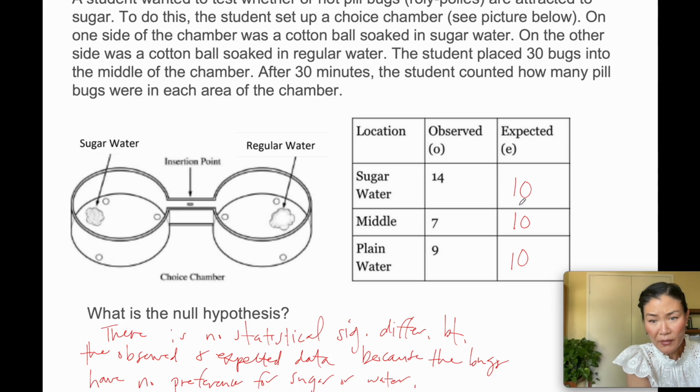And so if that's what we expect, and this is what we observe, the numbers are different. 10 versus 14, 10 versus 7, 10 versus 9. In your opinion, you might be thinking, that's not very far off, right? But that's your opinion. What we do in science is we need to know statistically if there is a significant difference between 10 and 14, 10 and 7, 10 and 9. So that brings us to the chi-square analysis formula, okay?